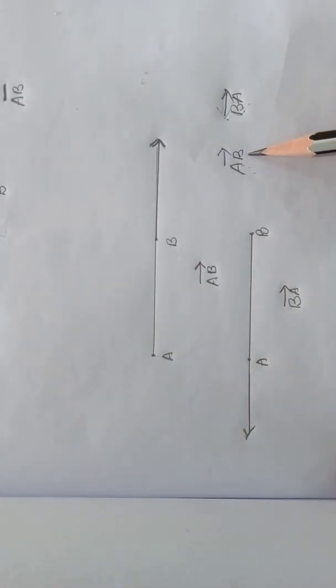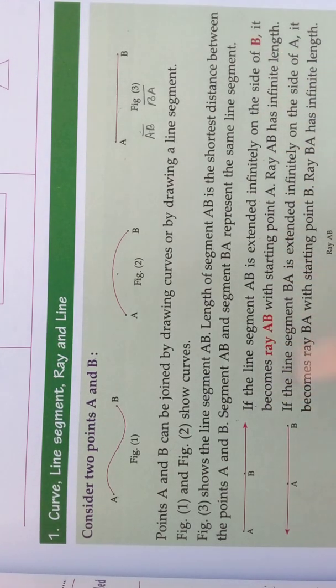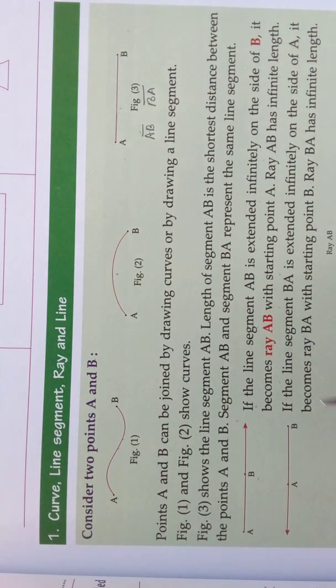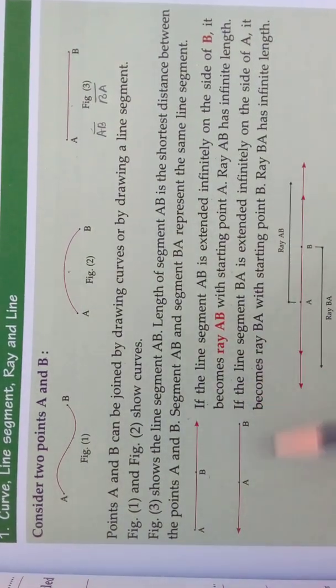So ray AB is not equal to ray BA. Understood? If the line segment AB is extended infinitely on the side of B, it becomes ray AB with starting point A. Ray AB has infinite length. If the line segment BA is extended infinitely on the side of A, it becomes ray BA with starting point B. Ray BA has infinite length.